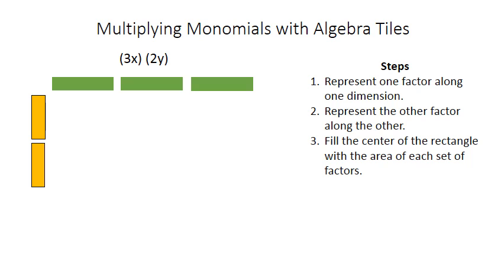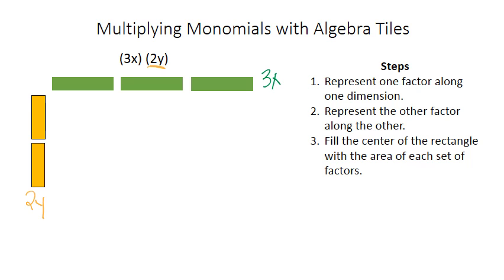Let's do another example. So here I have 3x times 2y. Now we haven't seen the 2y tiles before. Those are the orange ones along the side here. And they're a slightly different size than our x tiles. So we have one factor represented along the top, which would be our 3x. And we have our 2y represented down the side here.